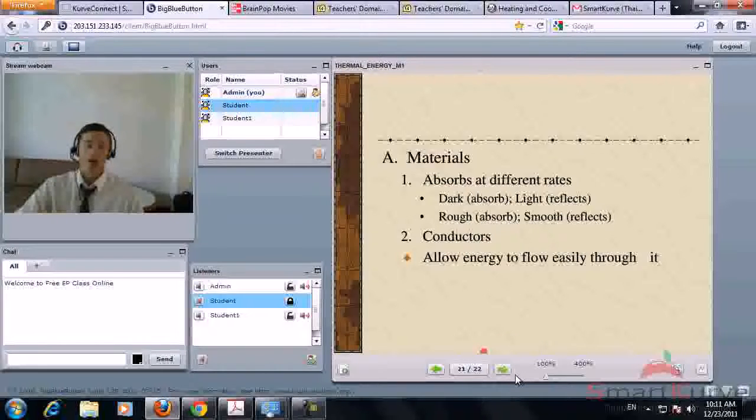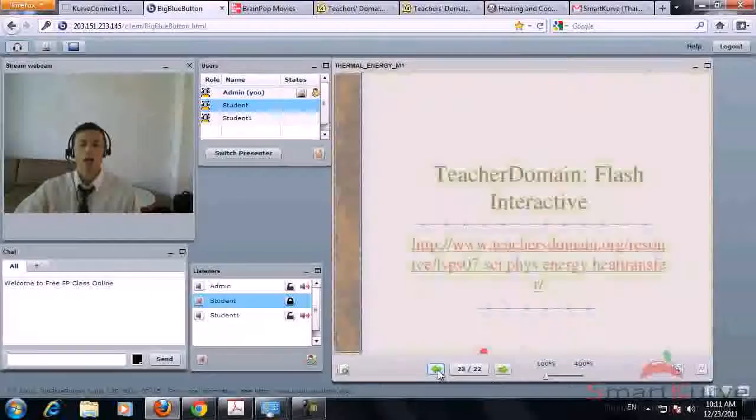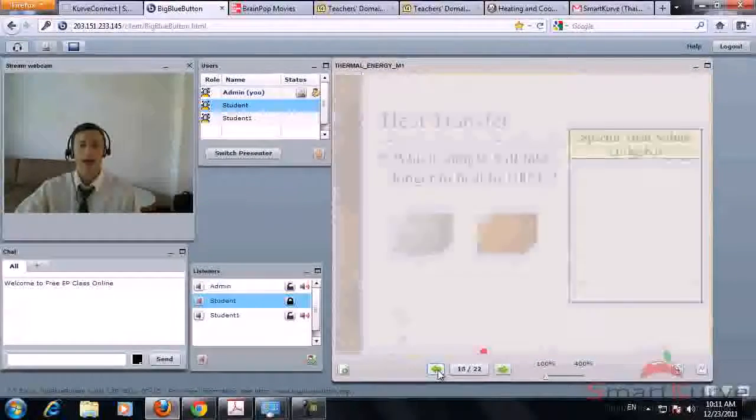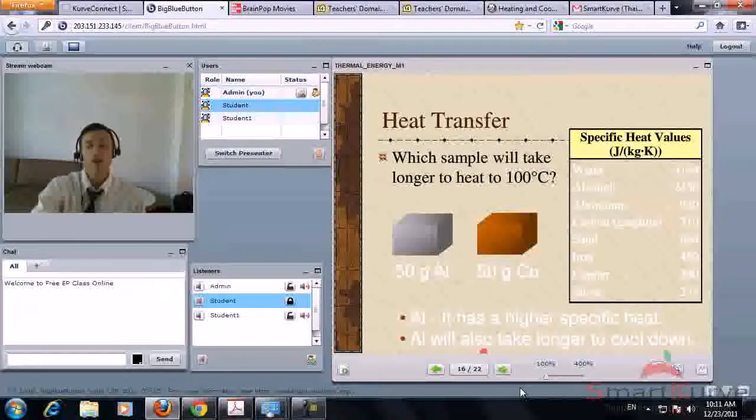Conductors. We've talked about conductors already. These are the materials that allow energy to flow easily through. For example, copper is a good conductor. Silver is a good conductor. Gold is a very good conductor. And that is why those materials, if we go back to page 16, you'll see those good conductors have a very low specific heat. They conduct heat well, so you only need a little bit of heat to raise the temperature.